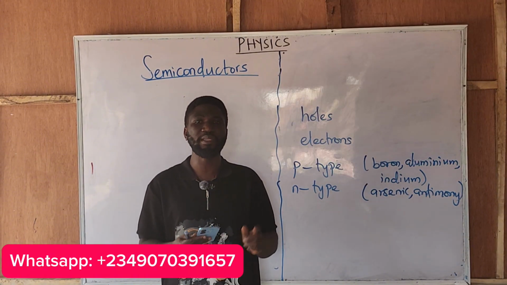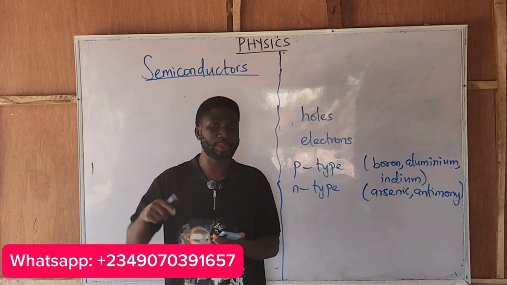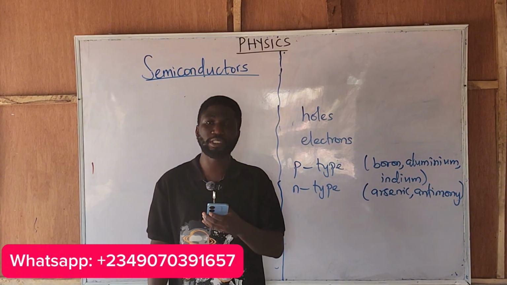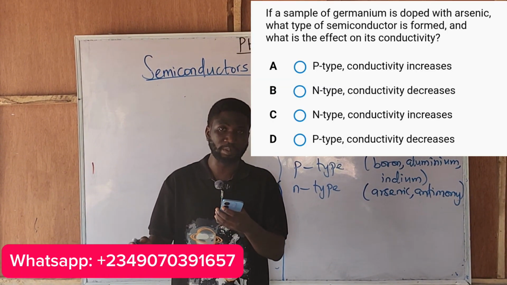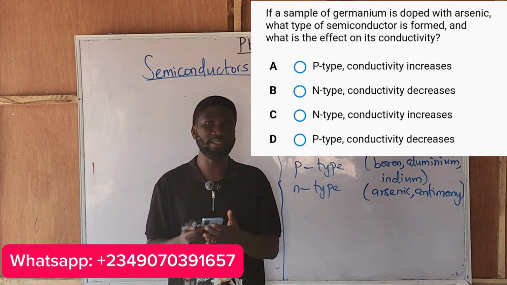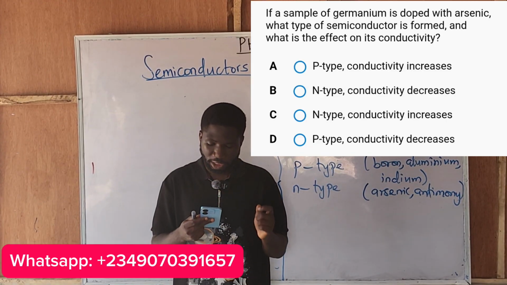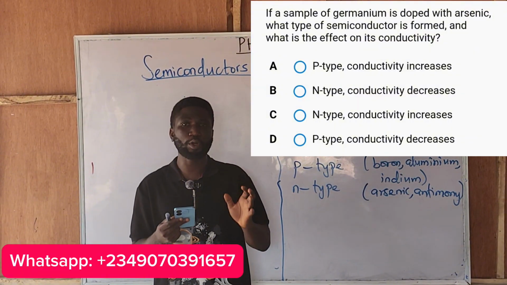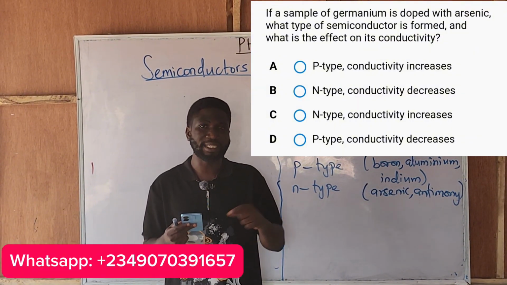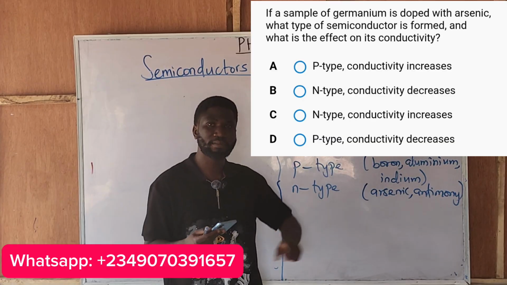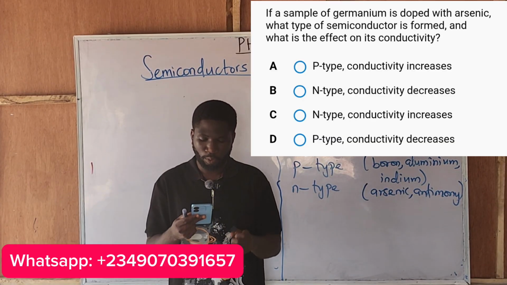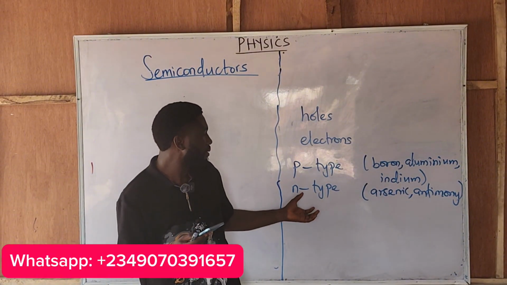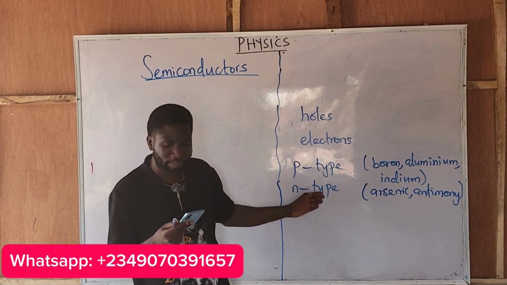The arsenic is known to be pentavalent to form an n-type semiconductor. So the next question says, if a sample of germanium, which is a semiconductor, is doped with arsenic. Imagine we have a pure semiconductor now being doped with arsenic. Arsenic is a pentavalent atom. What type of semiconductor is formed? Like I just said, the semiconductor is going to be an n-type.